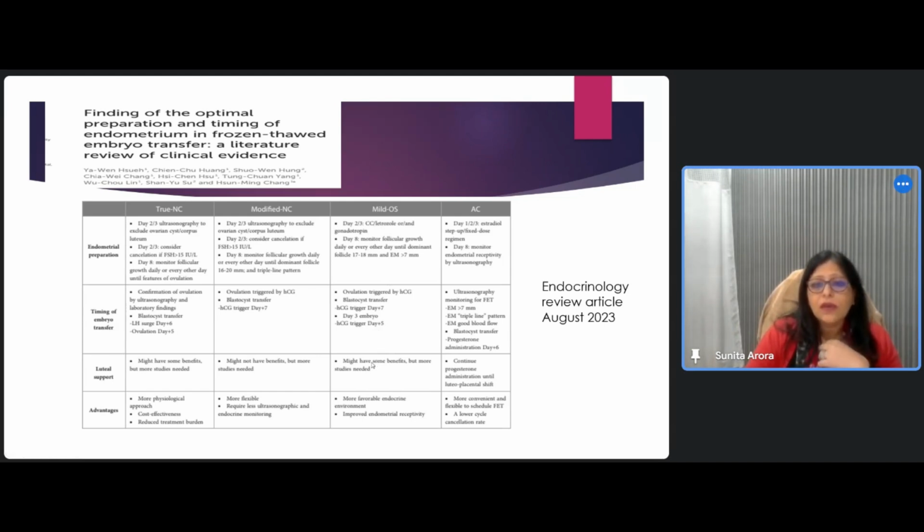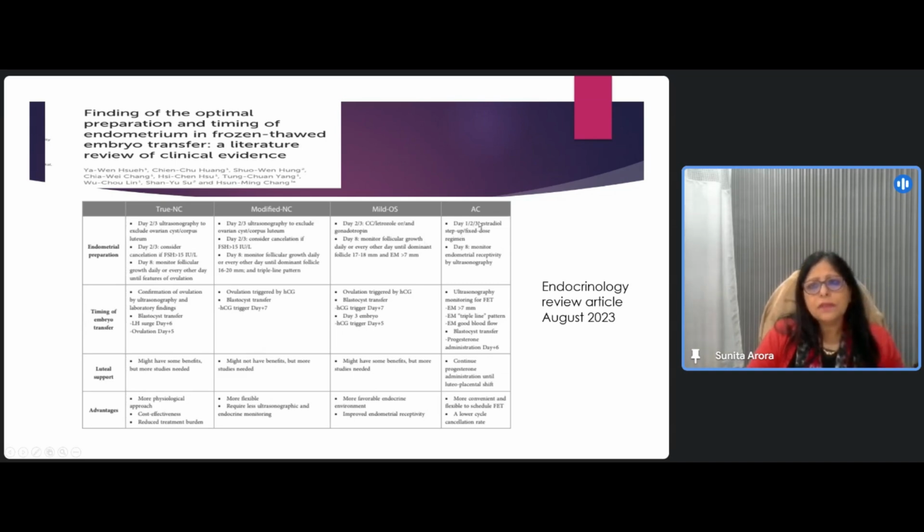What we are doing, what everybody else is practicing, we will come to that, but this is what literature is saying. Then advantages: a more favorable endocrine environment is there, and improved endometrial receptivity if you are using mild ovarian stimulation and then preparing your lining.